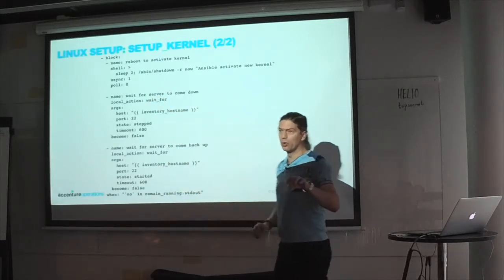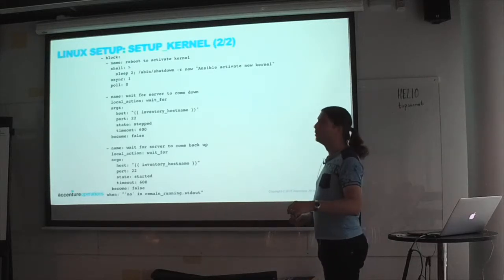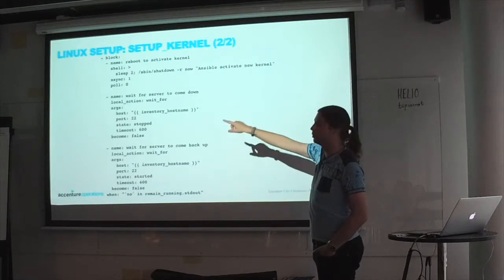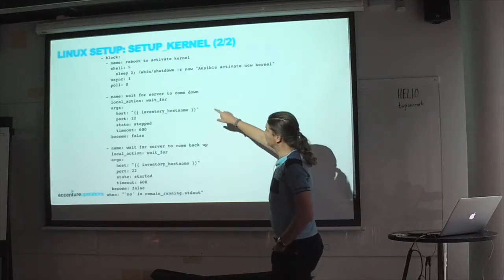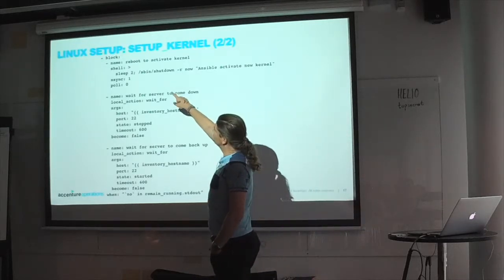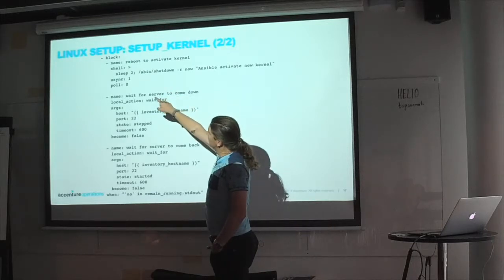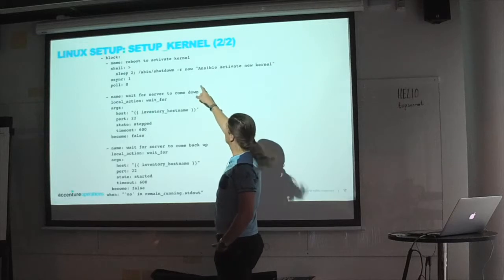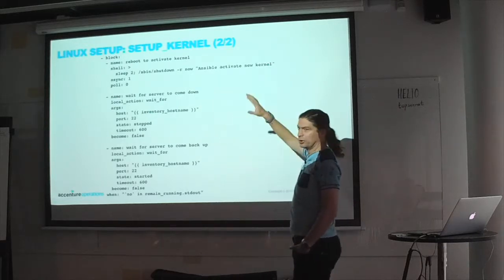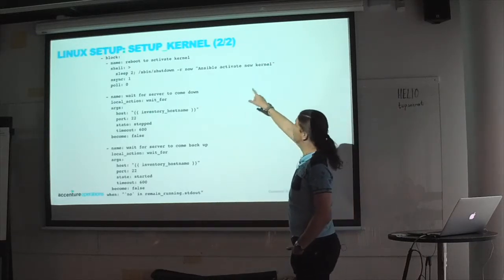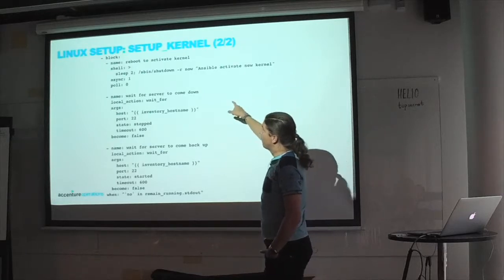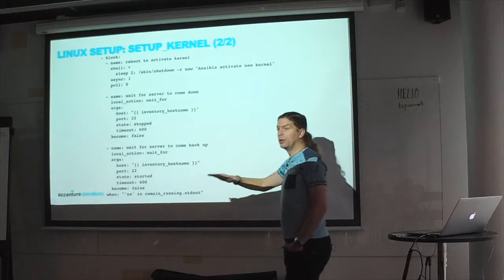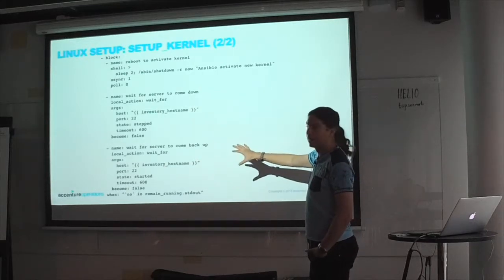So if my current kernel is not the running kernel, this block is executed. And what does this block do? It first sleeps 2 seconds and says shutdown now, and it applies the tag. This is what you see in the log messages, Ansible activate new kernel. And it does it asynchronously, which means it executes this command, but it immediately continues executing Ansible commands.